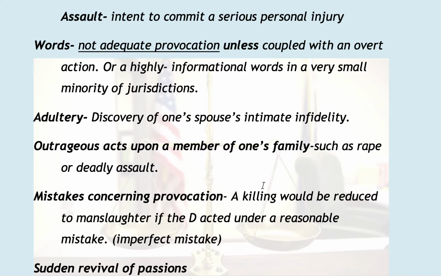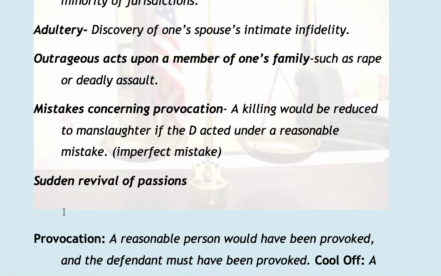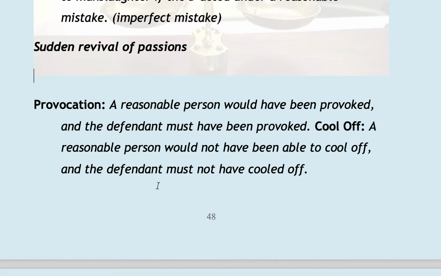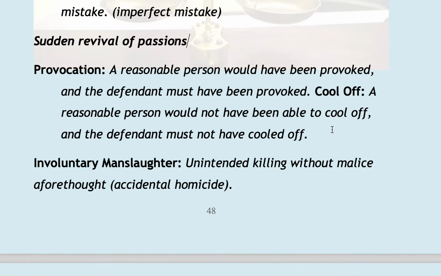Outrageous acts upon a member of one's family, such as raping someone in your family or deadly assaulting them. Mistakes concerning provocation: a killing would be reduced to manslaughter if the defendant acted under a reasonable mistake, an imperfect mistake. Sudden revival of passions. Provocation: a reasonable person would have been provoked, and the defendant must have been provoked, and then must not have cooled off. A reasonable person would not have been able to cool off.